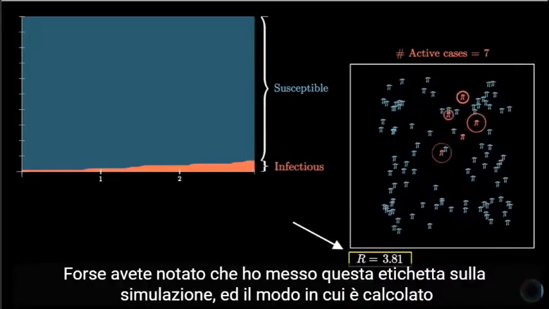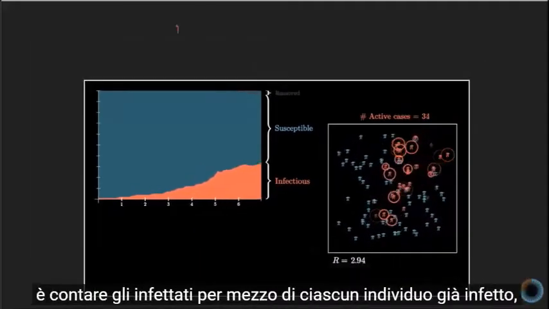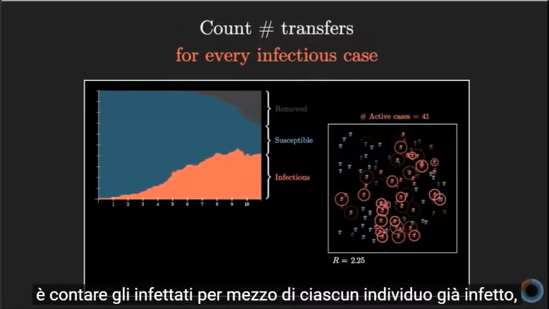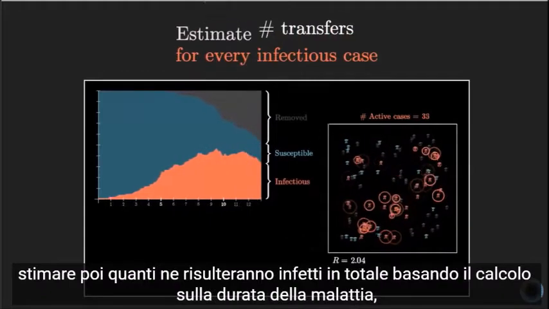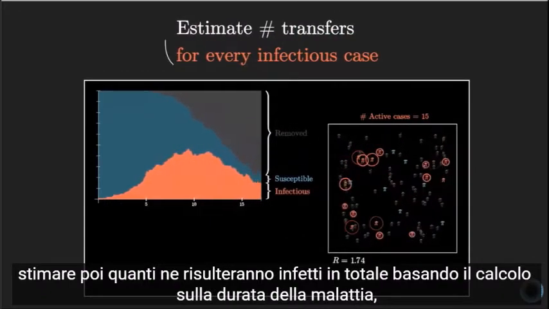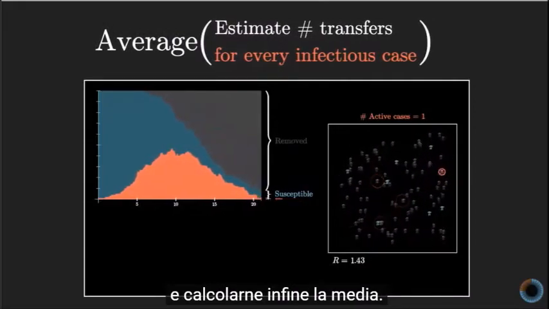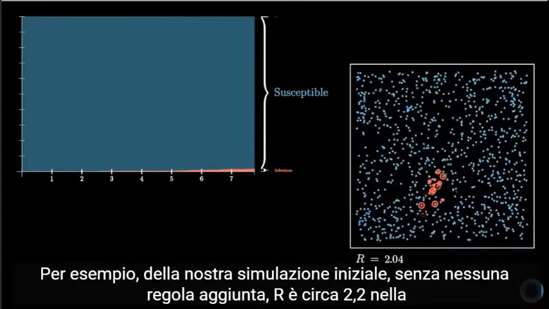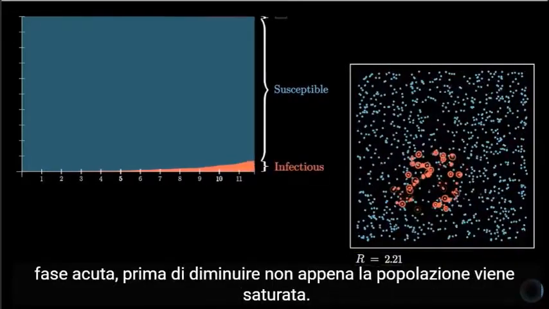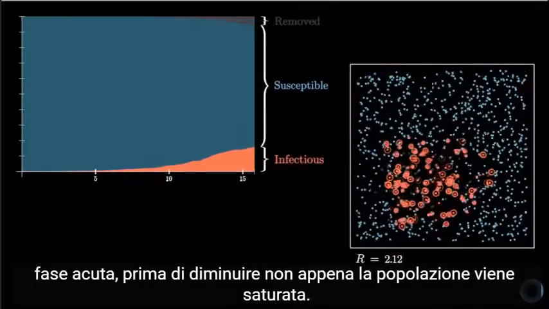You may have noticed I have this little label on our simulations, and the way that it's being calculated is to look at each individual who's currently infectious, count how many people they've infected so far, estimate how many they're going to infect in total based on the duration of the illness, and then average those numbers. For example, in our first default simulation with no added spices, R is around 2.2 at the highest part of the growth phase, before falling down as the population becomes saturated.